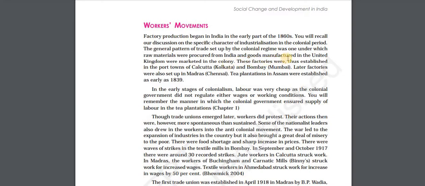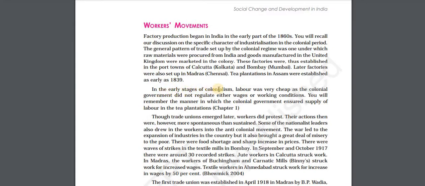These factories were thus established in the port towns of Kolkata (Calcutta) and Bombay (Mumbai). Later, factories were also set up in Madras (Chennai). Tea plantations in Assam were established as early as 1839.